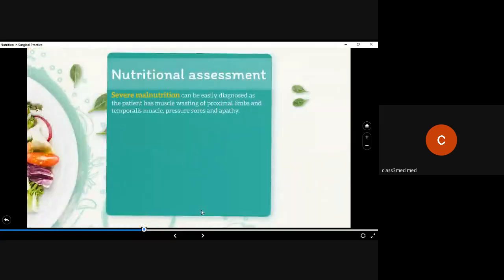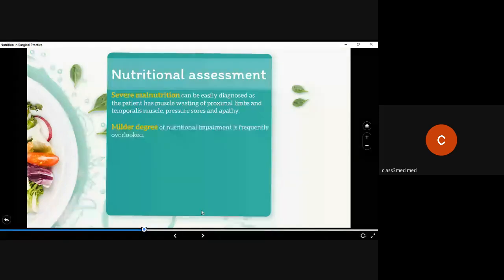In cases of severe malnutrition, the diagnosis is usually easy, as the patient has muscle wasting in the proximal limbs and temporalis muscle, pressure sores, and apathy. So no one will overlook or fail to diagnose a patient with severe malnutrition, as it's very evident and easy to diagnose.